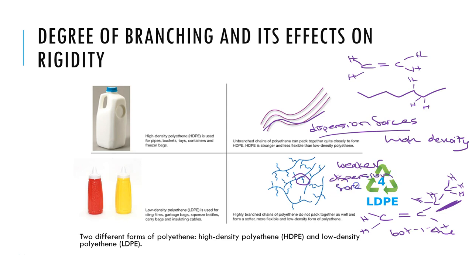So these are generally more malleable. We can use them for things like cling films and garbage bags and squeeze bottles. They're going to be softer, a little bit more stretchy. They're not as dense as our HDPE. What we tend to find with high density polyethylene is that we have high density because they can stack together nice and tightly. With low density polyethylene, it's because we've introduced branching, so now they can't get close to each other. So they have a lower density. There are fewer polymer chains per volume of polymer.